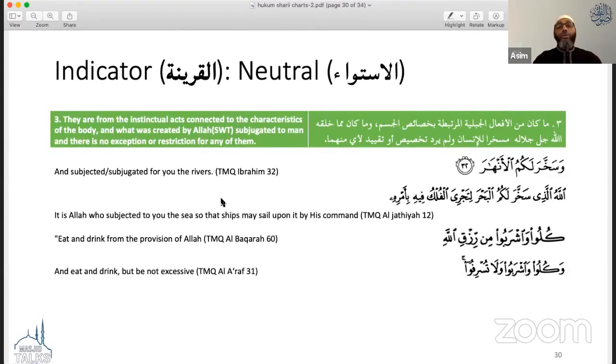So all those things are instinctual things that people do when it comes to eating or drinking or when you're traveling. All these are normal human actions that Allah subhanahu wa ta'ala has put in this category. They come under the category of mubah.